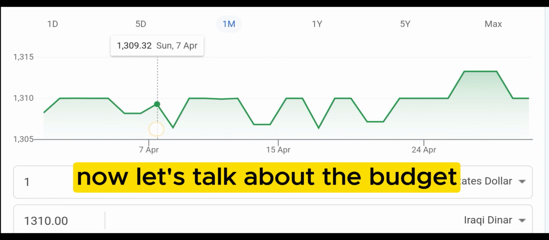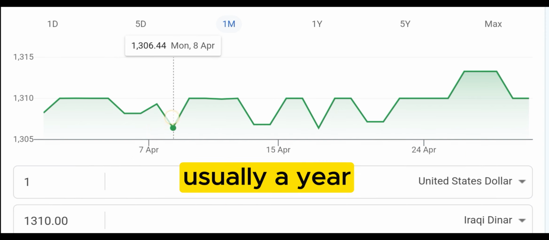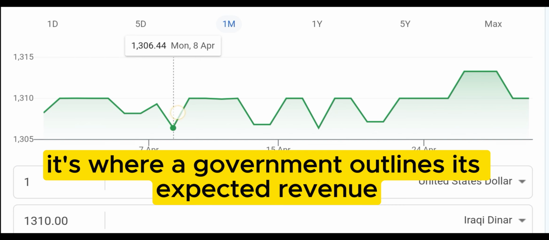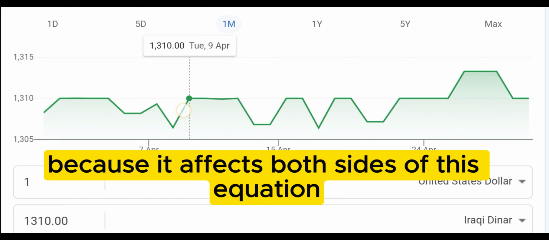Now, let's talk about the budget. A budget is a financial plan for a set period, usually a year. It's where a government outlines its expected revenue and expenses. The exchange rate comes into play because it affects both sides of this equation.